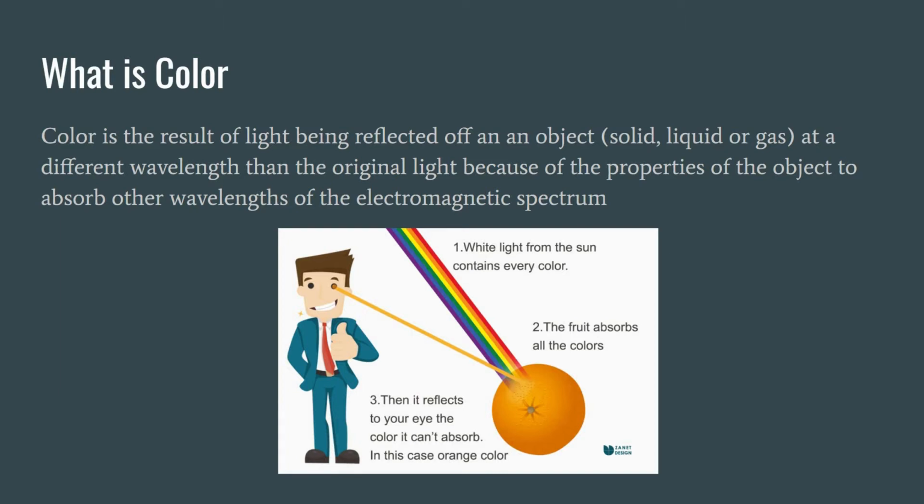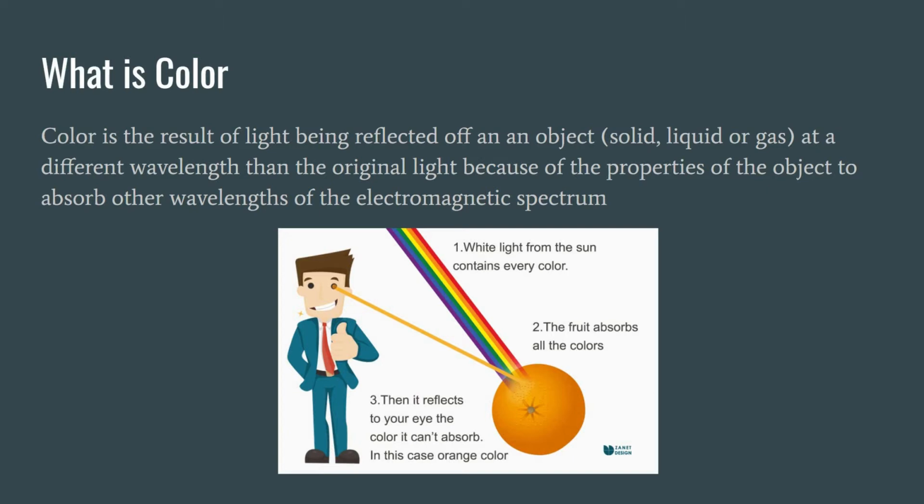If we have white light coming from the sun or any other source that is at 5,600 Kelvin or more, well, we'll get into what that means later, but let's just say that visible light from the sun is hitting a fruit, an orange fruit. A fruit will absorb all the other colors coming in from the sun, from that white light, and will reflect back only the wavelength of the orange color.